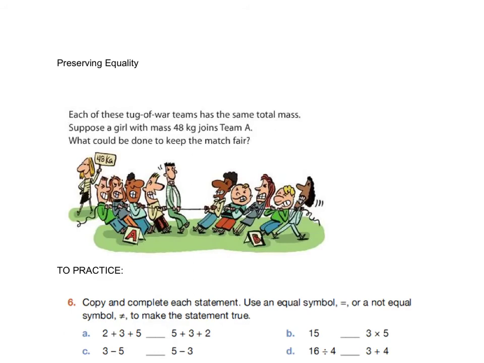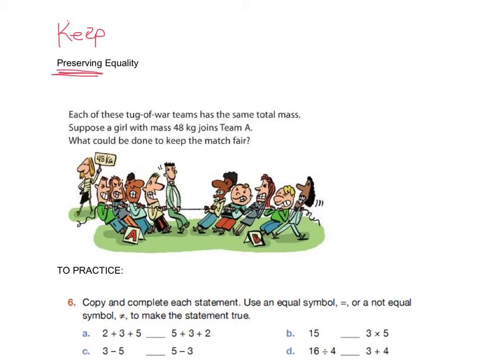So sometimes we need to do something to one side in order to preserve equality. We want to keep it equal. When we're preserving something, we're keeping it. So we want to keep it equal. And in order to keep things equal, sometimes we need to do something to one side in order to keep that equality. So let's take a look at this picture.